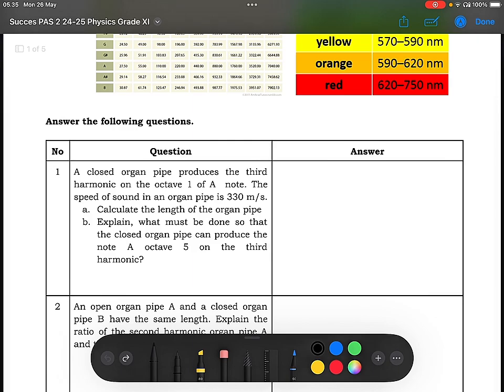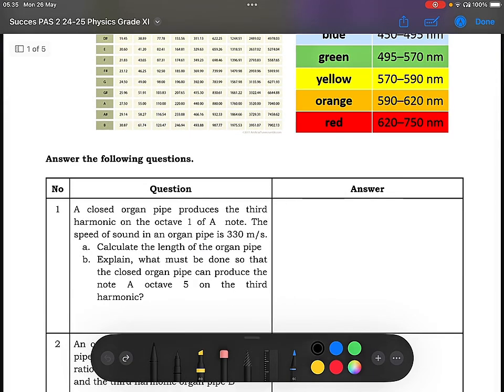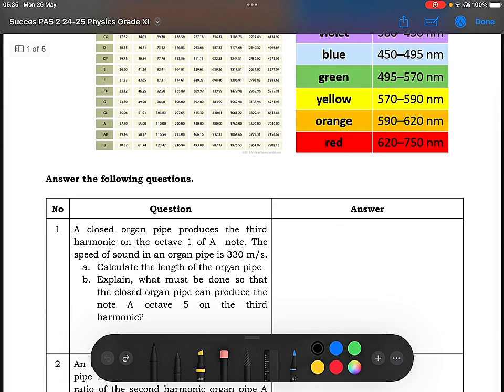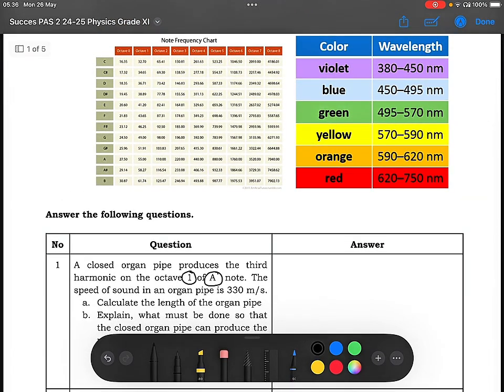Okay, so number 1. Answer the following question. A closed pipe produces the third harmonic, the octave one A note. The speed of sound in the organ pipe is 330 meters per second. Calculate the length of the organ pipe. The key in this question is the octave one A note. We can find the frequency of the octave one A note.